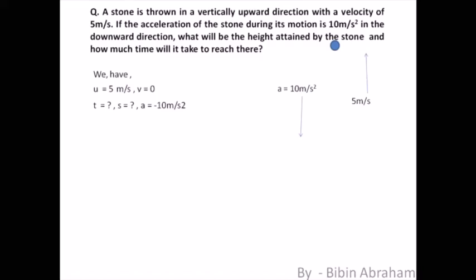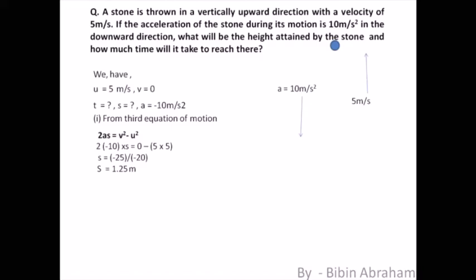So think of a relation in which I have u, I have v, and I have a, and I also have s. Yes, Newton's third equation, right? It has v square, u square, and 2a. 2as is equal to v square minus u square. This is your Newton's third equation, right?